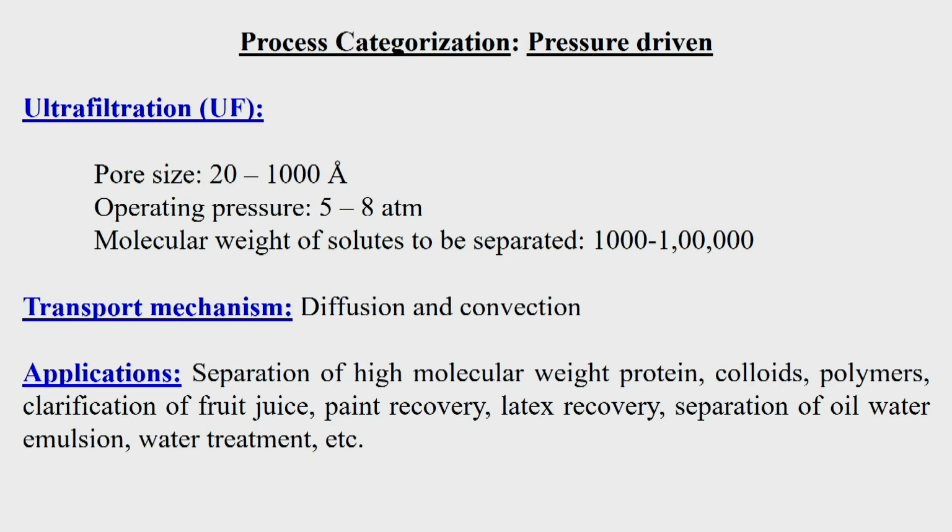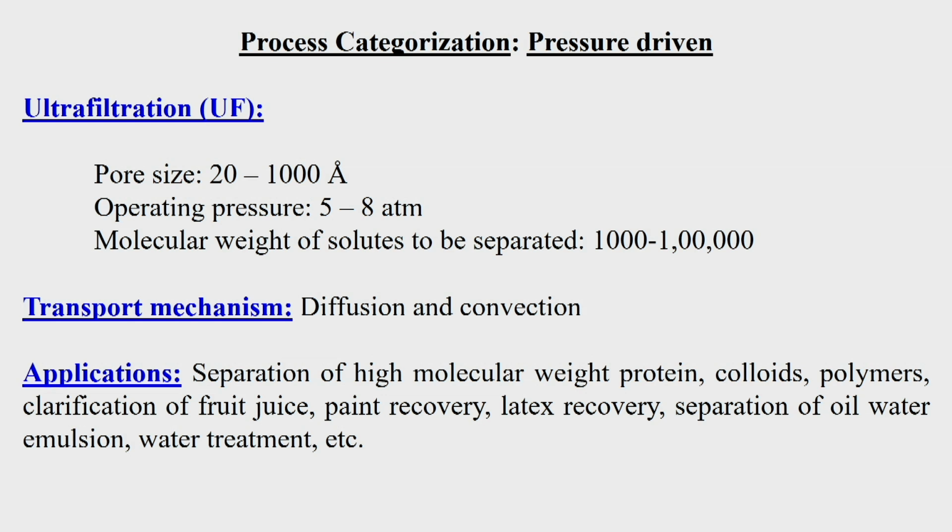Then the ultrafiltration membrane, the pore size ranges from 220 to 1000 angstrom. In case of the ultrafiltration membrane, the pore size is denser than the microfiltration membrane. As the pores are denser, the operating pressure range is to some extent higher than the microfiltration process. In that case, the operating pressure ranges from 5 to 8 atmosphere, and the molecular weight of the solutes to be separated is 1000 to 1 lakh. The transport mechanism will be diffusion as well as convection.